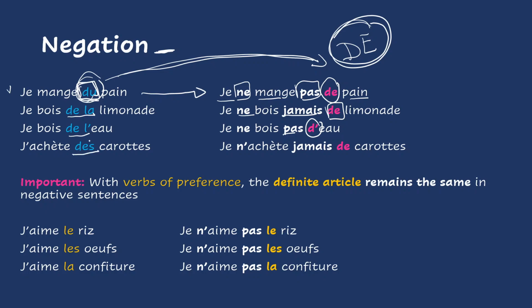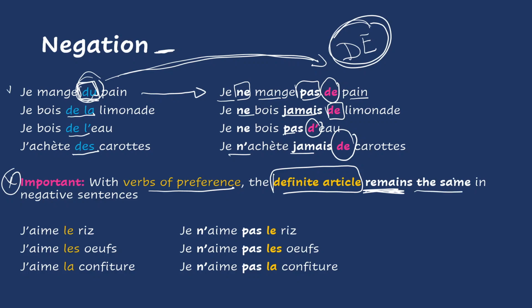J'achète des carottes. Je n'achète jamais de carottes. I never buy carrots. However, very important here, with verbs of preference such as aimer, détester, préférer, adorer, the definite article remains the same. So the definite article is not going to change in negative sentences.